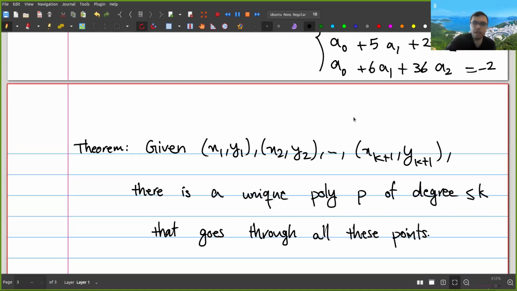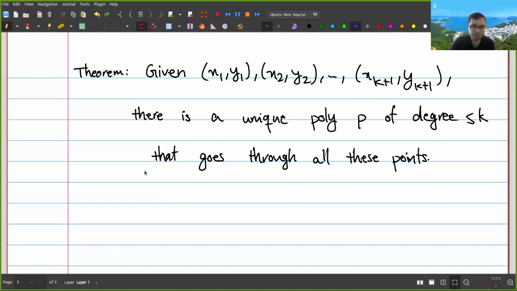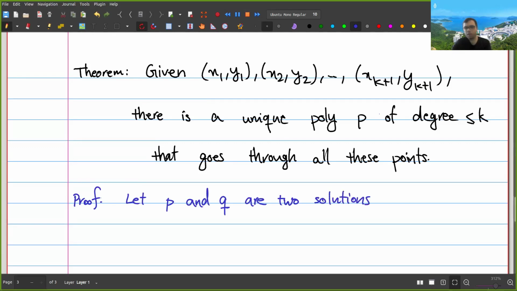How do I actually prove this? Well, here's my proof. Let's prove it by contradiction. Let's suppose that there are 2 different polynomials that go through all of these points. So let's say P and Q are 2 solutions, 2 polynomials that go through all k plus 1 points. And additionally, let's assume that P is not equal to Q.